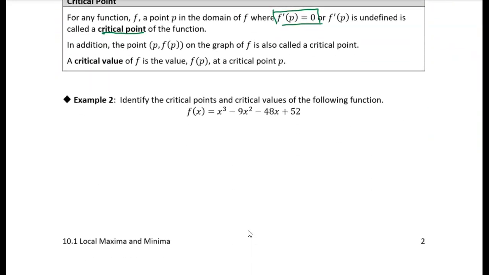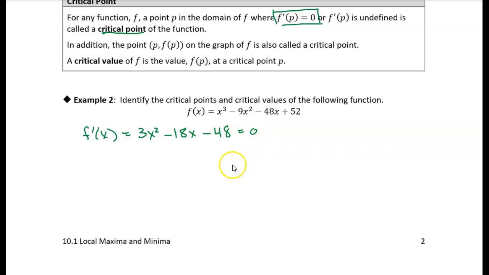So that's what we're going to do in example 2. We just want to find the critical points. We're not going to find extrema yet. We're just going to find the critical points of this function. And what are we going to do? We're just going to take the derivative of this function, right? So I'm just going to use the power rule and take the derivative of this nice little polynomial. So I get 3x squared minus 18x minus 48. All right, and I want to find where that is equal to 0.